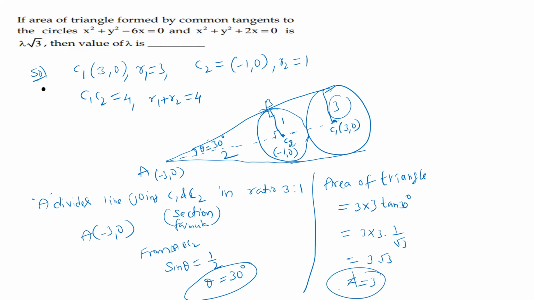3 in this case. Area of triangle you can take, otherwise what are you taking? 3 into 3 tan 30 degrees we can take. Because this total base length we can take, opposite we know, and from that, how to find the base length, you will get condition wise. Okay? So here directly we can take 3 into 3 tan 30 degrees.